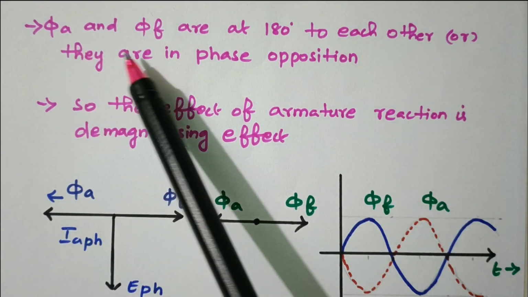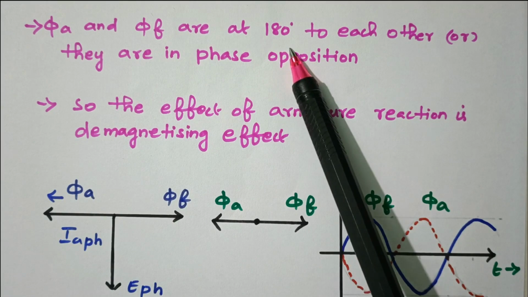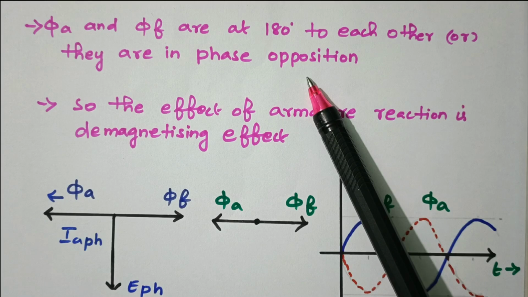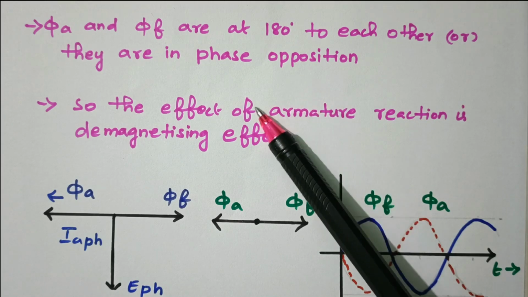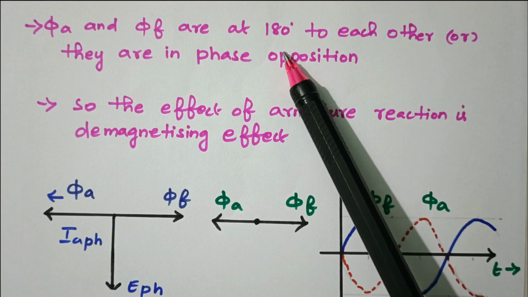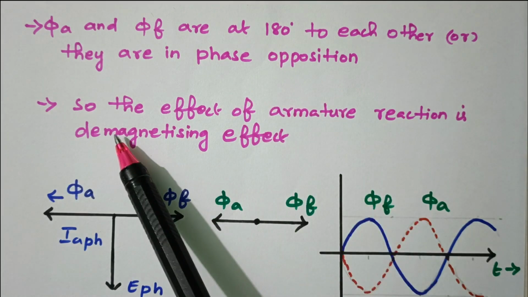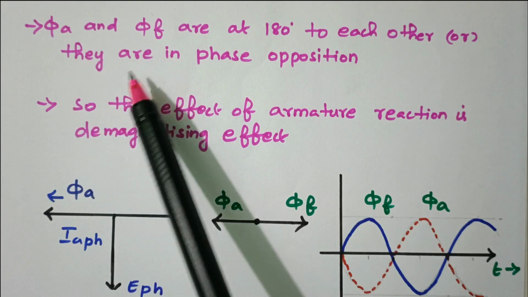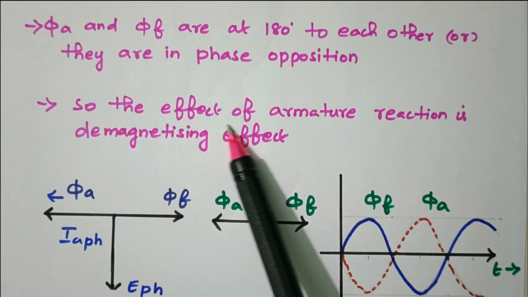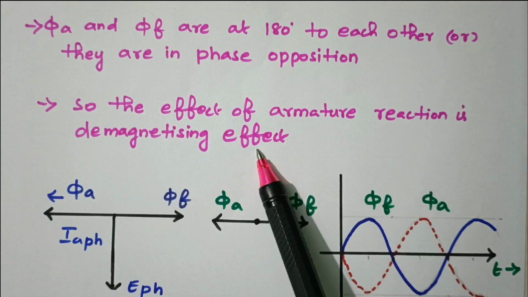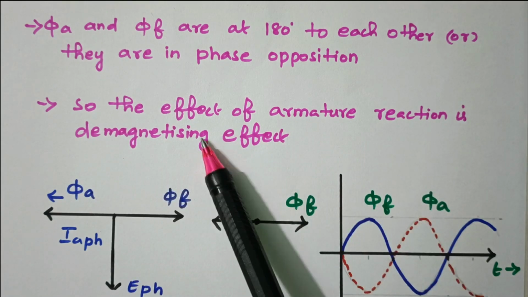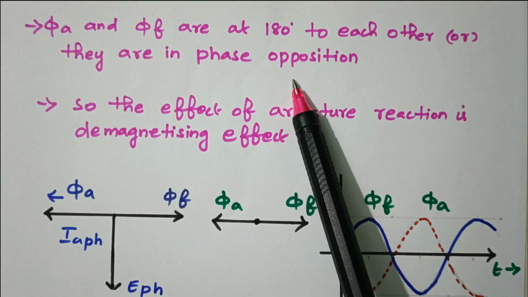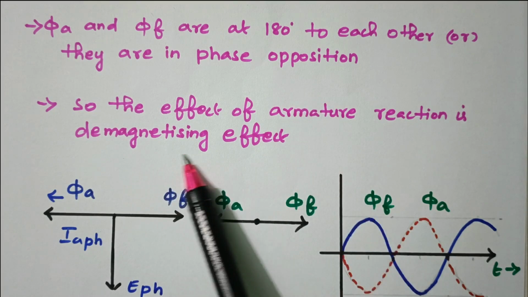Now the pi A and pi F are at 180 degrees to each other, that is, they are in phase opposition. In the earlier case there was a 90 degree phase difference; here it is 180 degrees, both are in opposition. So the effect of pi A will be cancelled by pi F. So the effect of armature reaction is demagnetizing. The flux created by pi F will be cancelled by pi A, both are 180 degrees in opposition, so it is called demagnetizing.